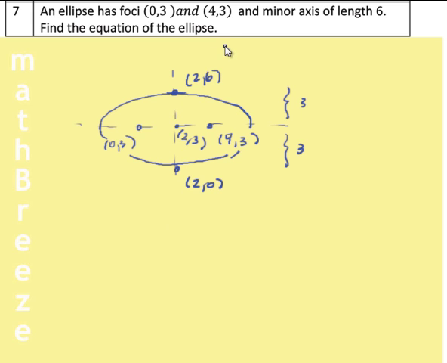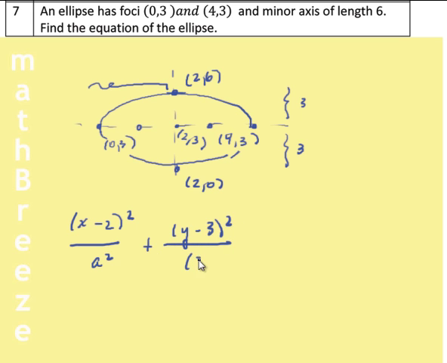We want the equation of the ellipse, so we need to find this length over here. The equation of the ellipse, this is a horizontal ellipse again, will be x minus 2 squared over a squared, so it's a that we have to figure out, plus y minus 3 squared over b squared. Well, b we know, that's 3. That's because the minor axis is length 6. So we just have to figure out a.